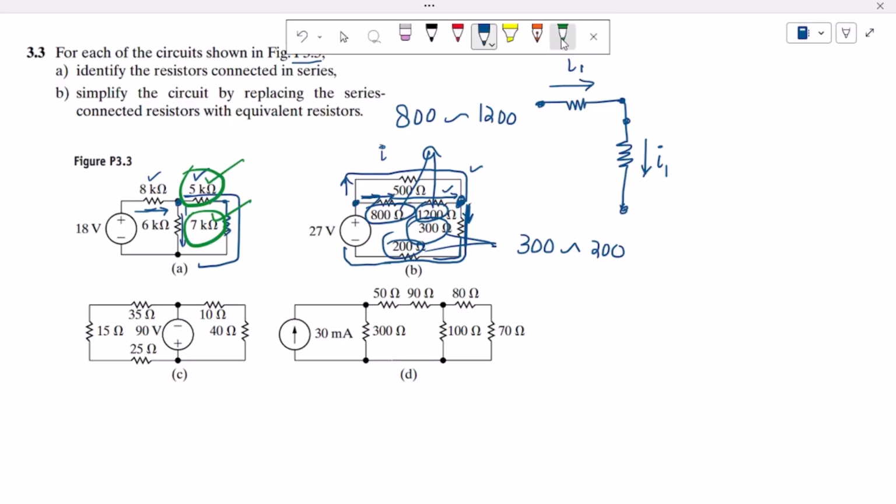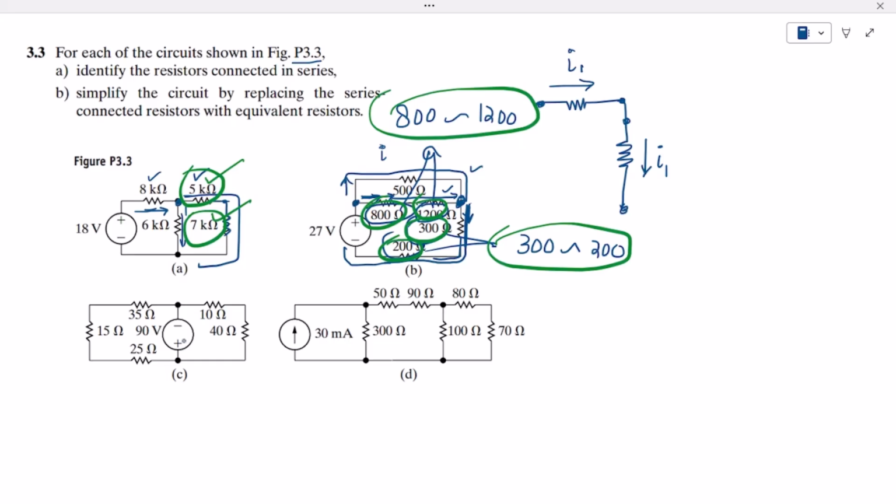Okay, so here again we can see that these two are in series with each other, and here 300 and 200, these two are in series with each other because these are satisfying the condition that to be in series with each other the same current should flow through the resistors. Okay, so this is basically the part B of my question.